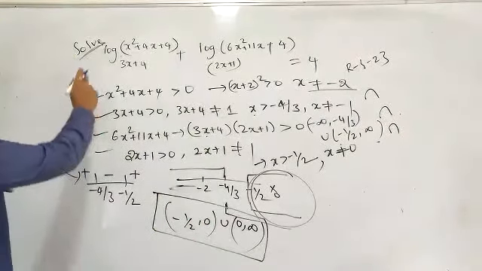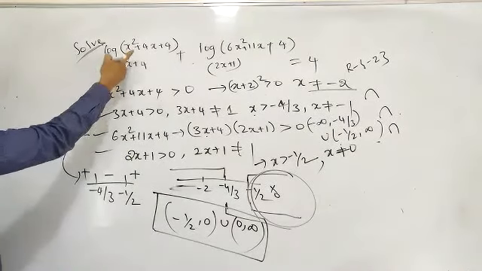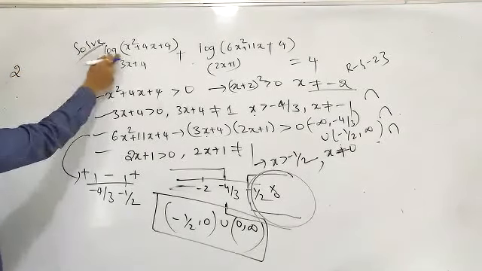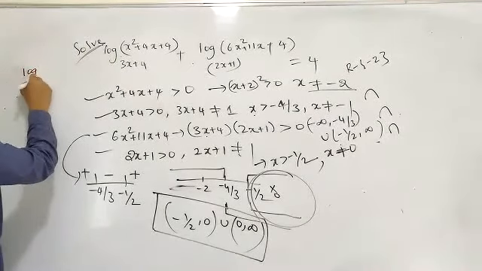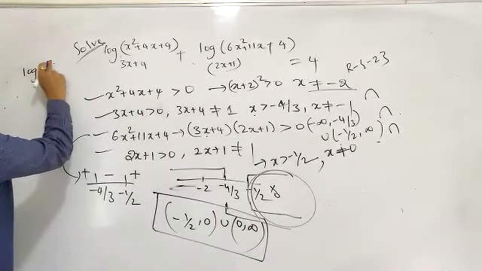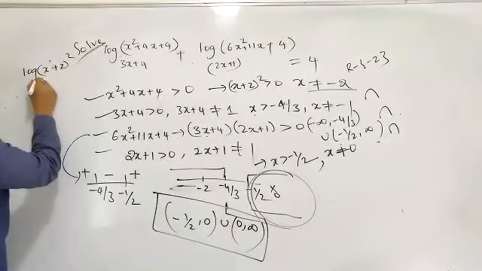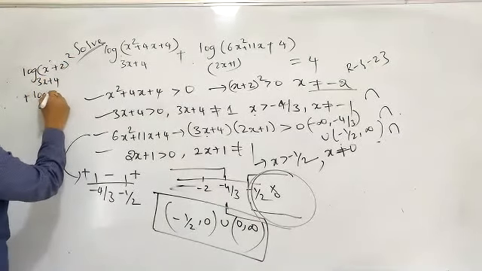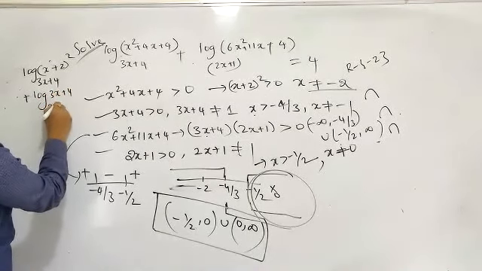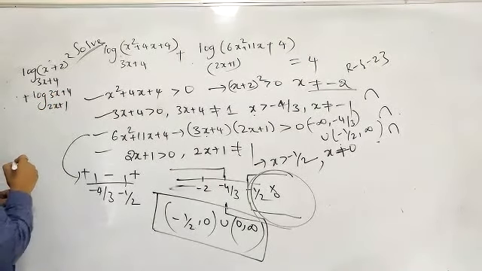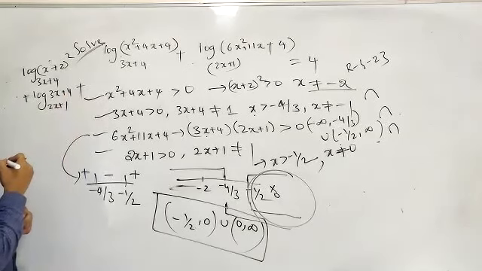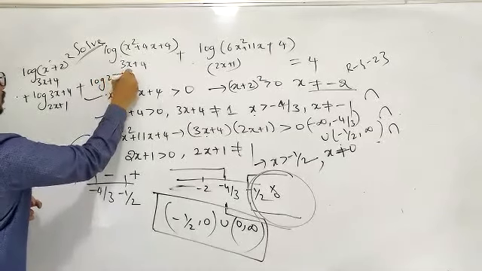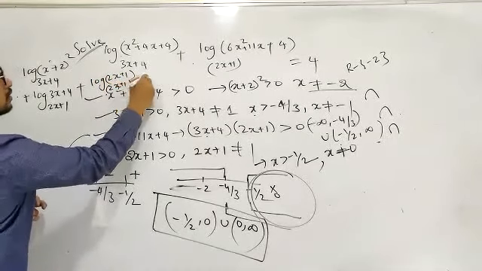Now the problem becomes much simpler. This is log of (x plus 2) whole square to the base of 3x plus 4, plus log of 3x plus 4 to the base of 2x plus 1, plus log of 2x plus 1 to the base of 2x plus 1. This is equal to 4.